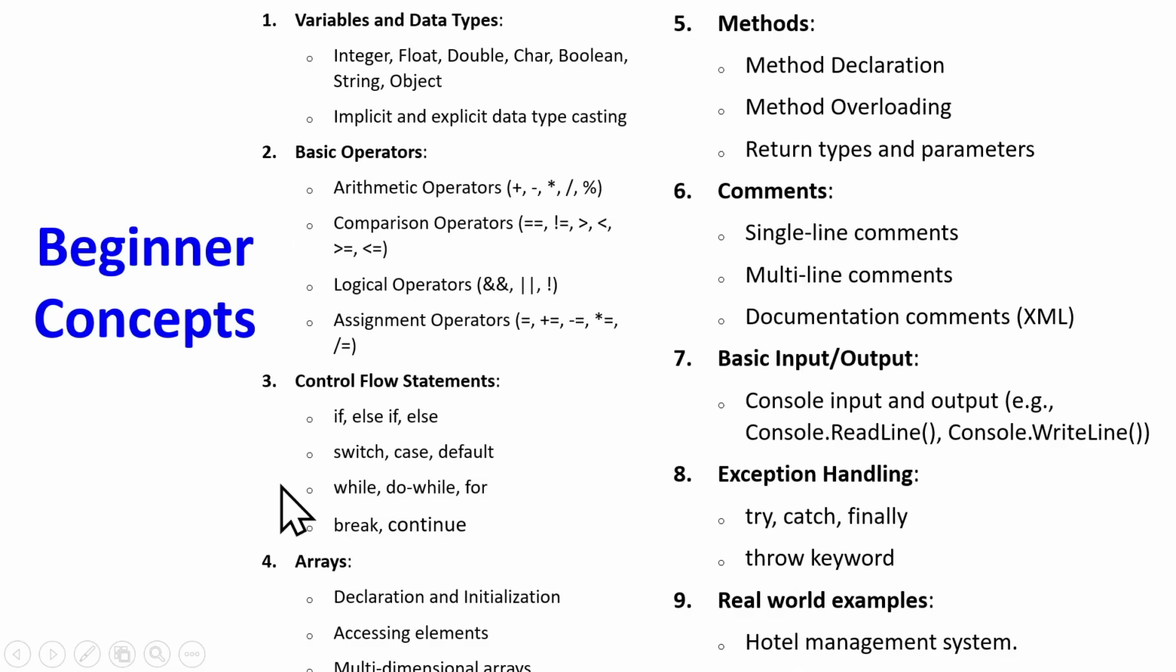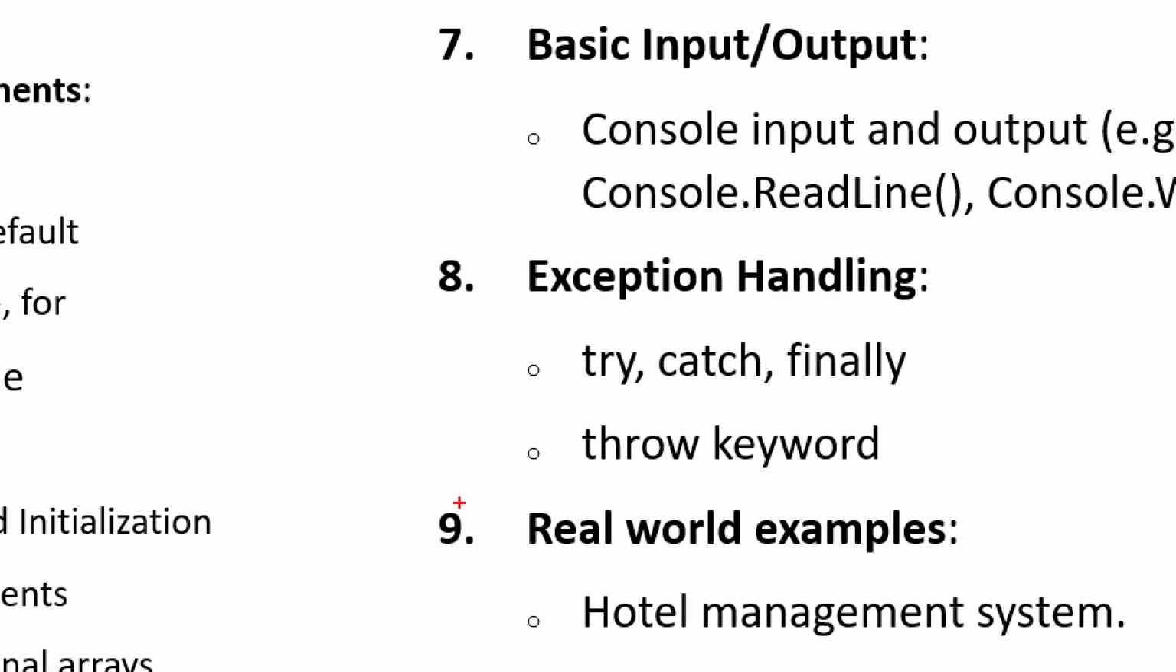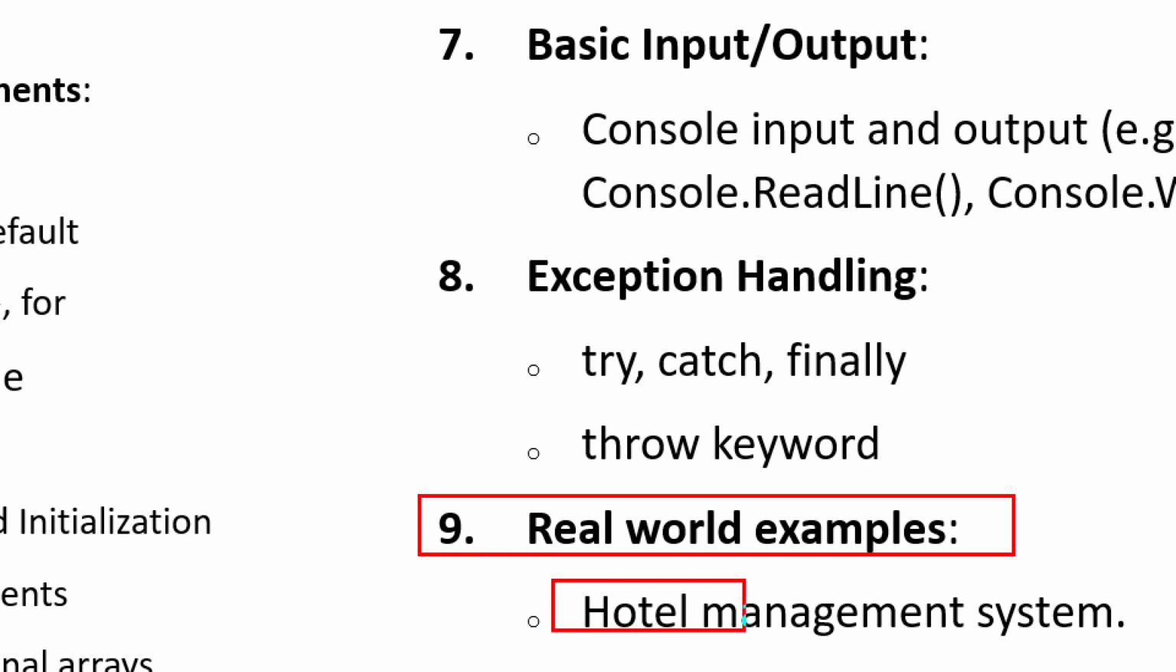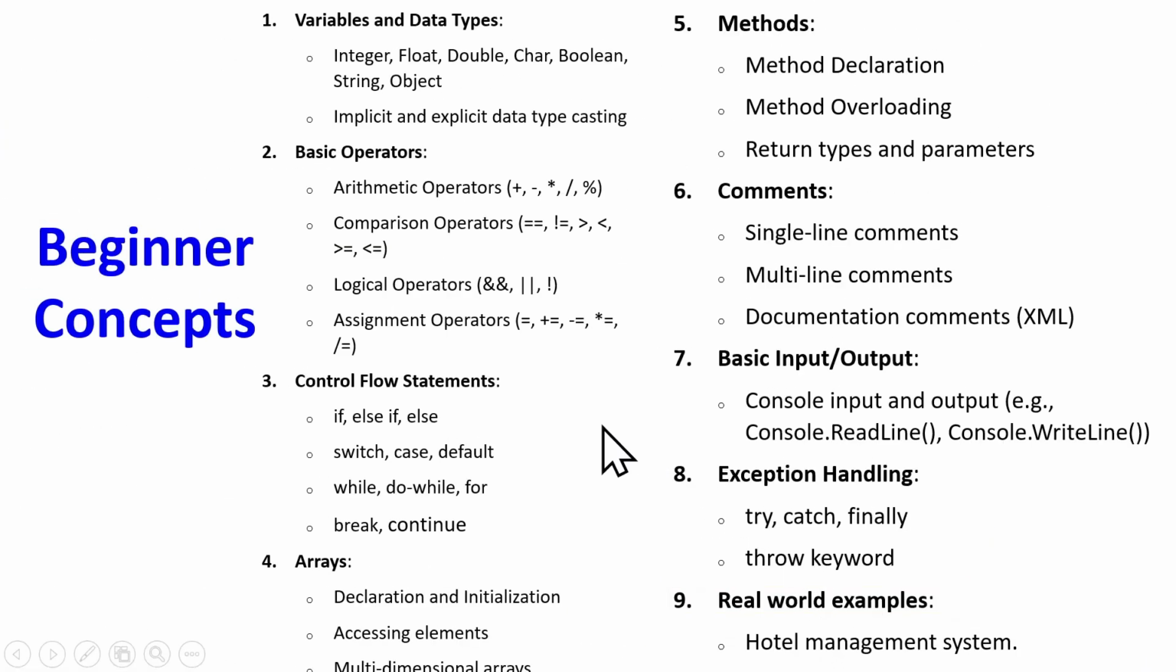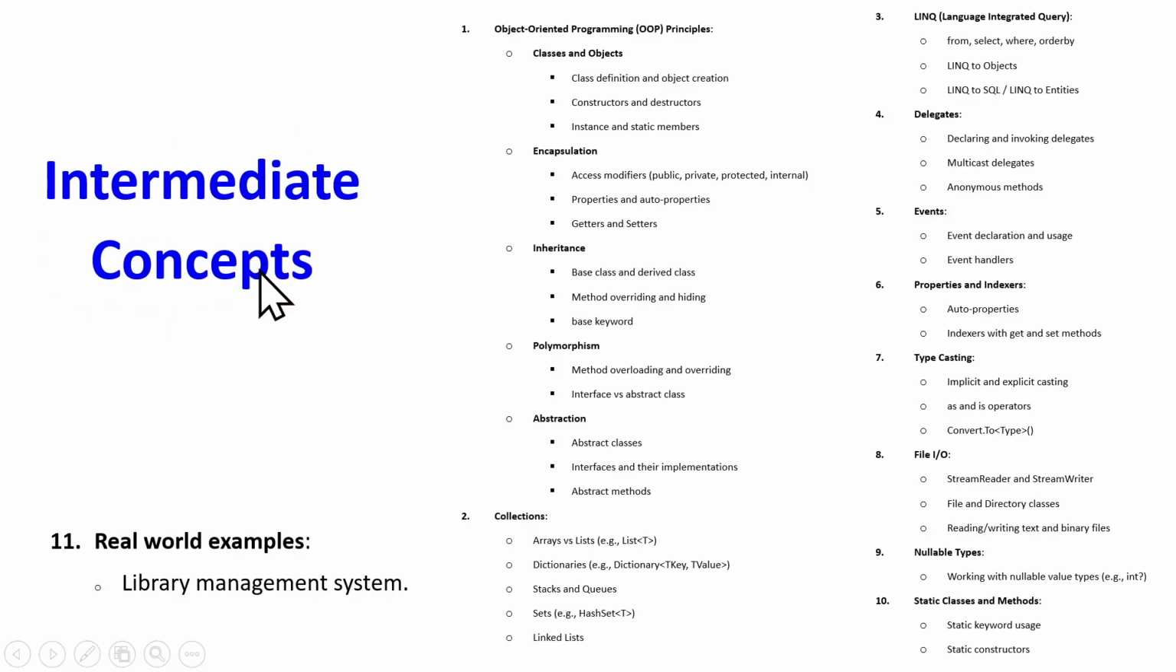Once I complete all these eight beginner concepts, I will create a real world example using a hotel management system, and I will utilize all those concepts in it, so that you can easily understand where to use them in a real world example. Once I complete the beginner section, we will move on to the next part, the intermediate concepts.